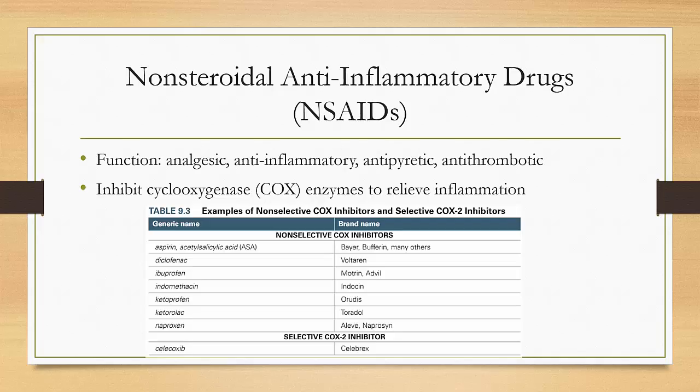These medications relieve pain by blocking the production of pain signaling molecules. One of the steps in this pathway involves certain types of cyclooxygenase, or COX-1 and COX-2 enzymes. By inhibiting the COX enzymes, NSAIDs relieve pain in joints, muscles, and other soft tissues. This is Table 9.3, examples of non-selective COX inhibitors and selective COX-2 inhibitors.